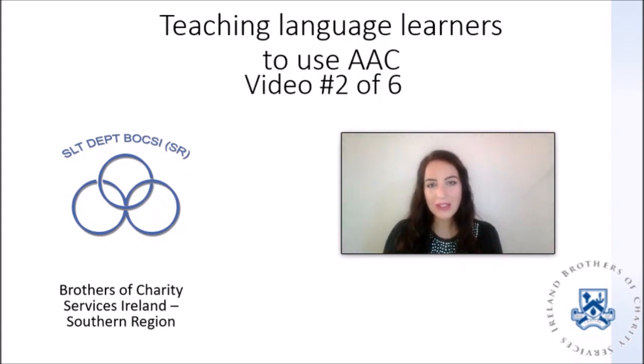So in the first video, Katrina spoke about AAC in general, and now I'm going to talk a bit more about where to start with teaching language learners to use AAC. To do this, we use a strategy called Aided Language Input, or ALI. I know that can sound kind of complicated, but in reality, it's actually really straightforward and simple, and I'm going to show you how to do it.